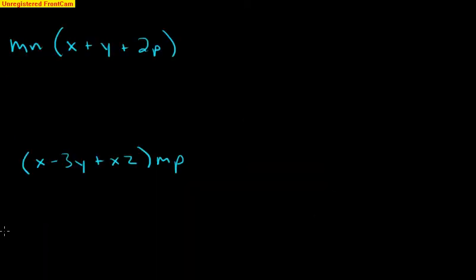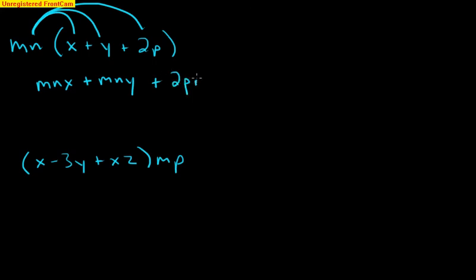The last thing we'll do with the distributive property here is just take a couple expressions, multiply them through. If I had the quantity mn times the quantity x plus y plus 2p, I would distribute mn through every term. Here's a term, positive y is a term, positive 2p is a term. So I distribute it through. So this becomes mnx plus mny plus 2pmn.